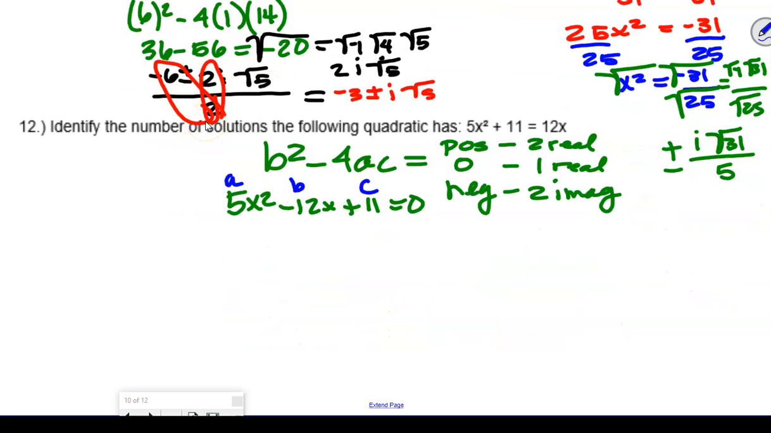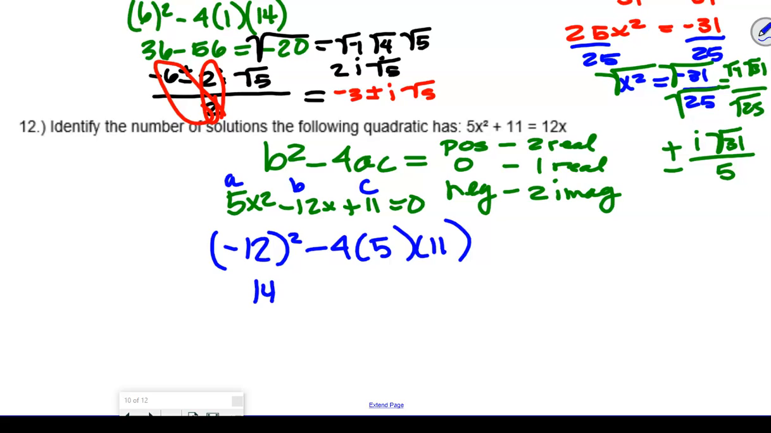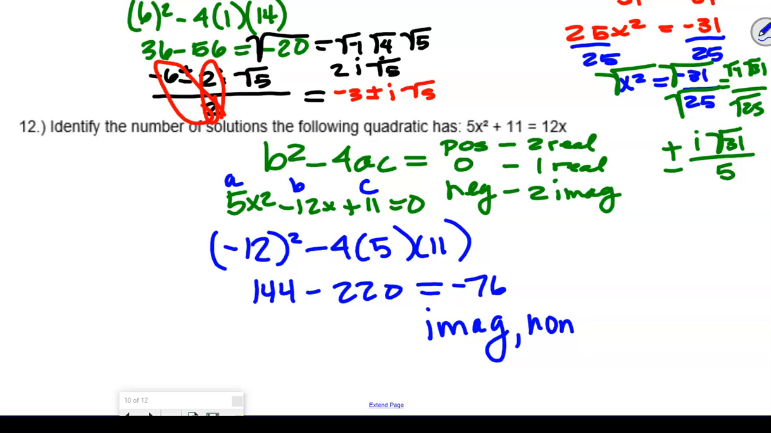So this is going to be negative 12 squared minus 4 times 5 times 11. So that's going to be 144 minus 220. So I can already tell without even finishing the problem that it's going to be imaginary because obviously negative 220 is bigger, right, y'all? So that's going to actually be negative 76. So this is going to be an imaginary, or we could say non-real, or we could say complex solution, right? And there would be 2 of those.